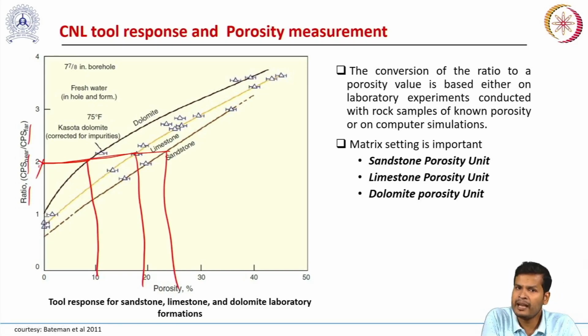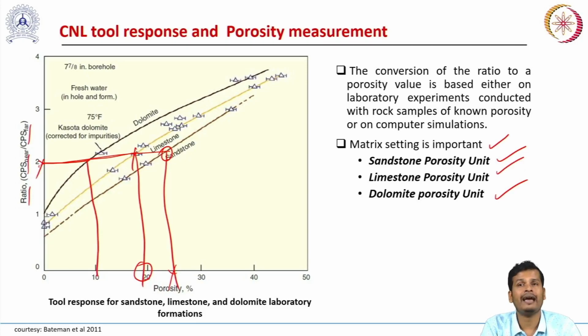That means, again, the matrix setting is important because the matrix also contributes to our count rate. So the matrix of the formation must be known accurately to get the true porosity of the formation. So if a formation is limestone and I keep the matrix setting as sandstone in this figure, I will read the porosity as this value, but the actual porosity is this value. So you must know the matrix setting or the true lithology of the formation to get the porosity of the formation from the ratio of near to far count rate. So accordingly, I can use different types of matrix settings: sandstone porosity units, limestone porosity units, and dolomite porosity units.